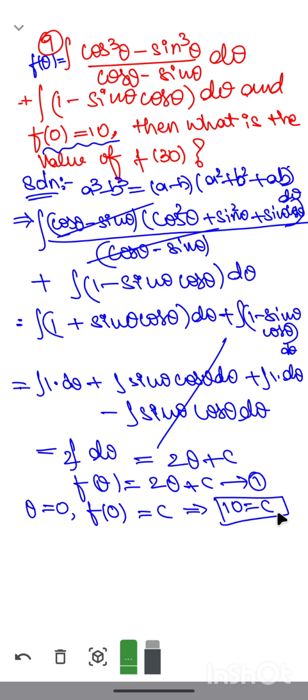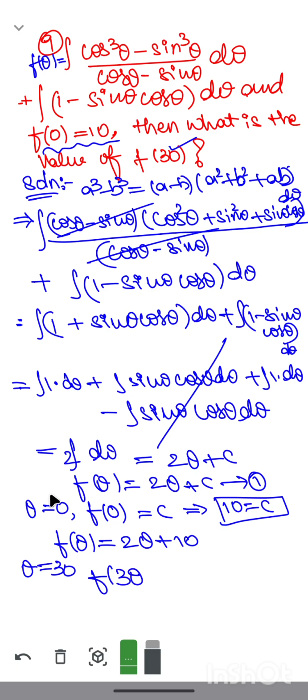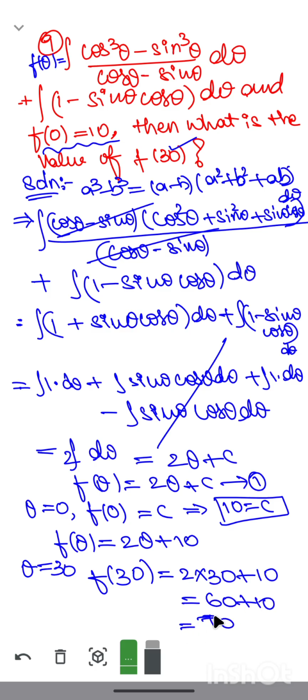So we found the value of c. Substitute this in equation number 1 so that we get f of theta is equal to 2 theta plus 10. Finally, we wanted f of 30, so replace theta by 30. We get f of 30 is equal to 2 into 30 plus 10. 2 into 30 is 60, 60 plus 10 is 70. So f of 30 is equal to 70. This is our answer. Hope you have understood.